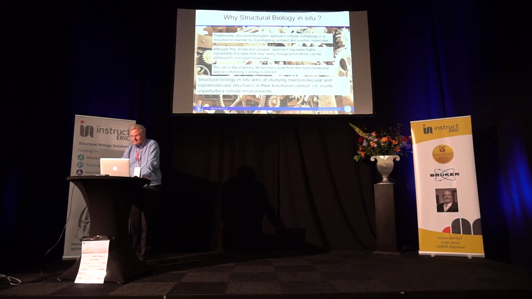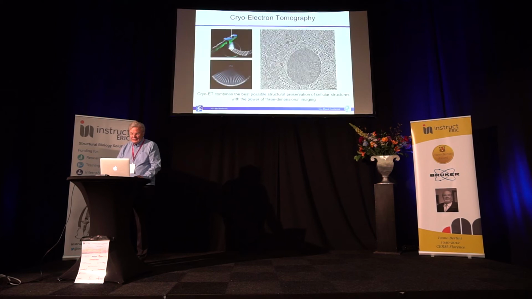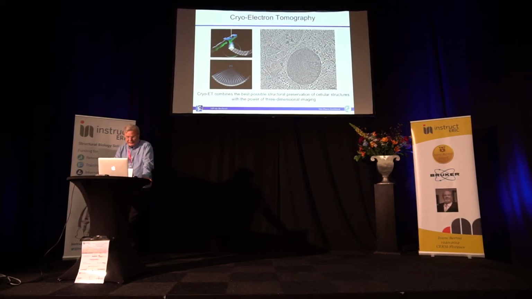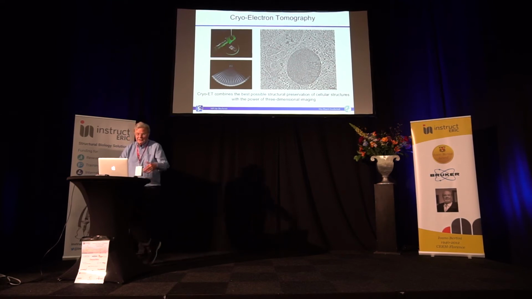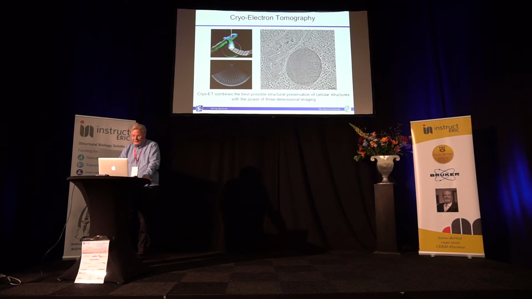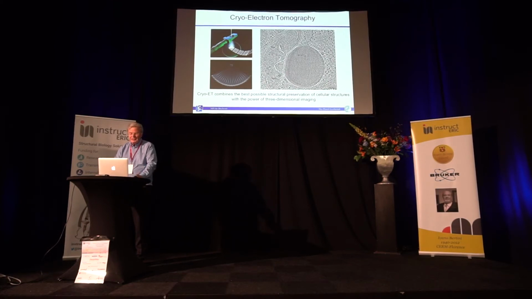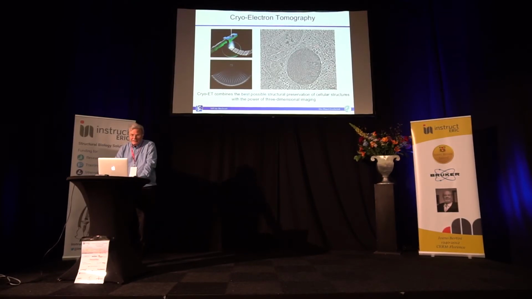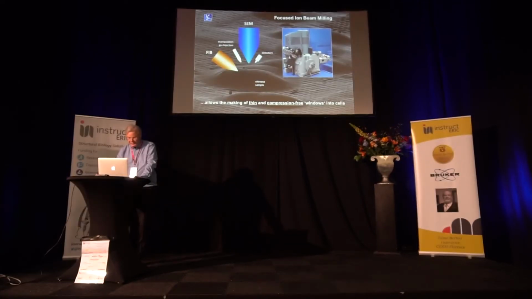So structural biology aims at studying macromolecular, supramolecular structures in their functional context, that is, inside unperturbed cellular environments. Now, the method that enables doing that is cryo-electron tomography. There's hardly any need to explain that. So in a nutshell, it's the application of tomographic principles of data acquisition, tilting the object in the beam, of tomographic reconstruction resulting in 3D images, which combine the power of high-resolution 3D imaging with the best possible structural preservation. So the only preparation step is usually rapid freezing, vitrification.